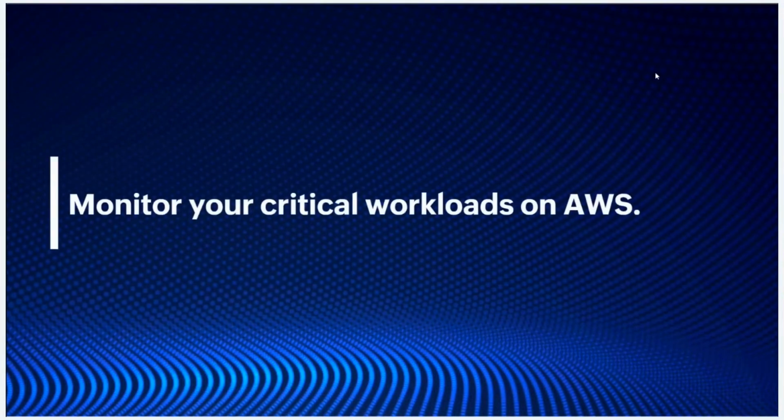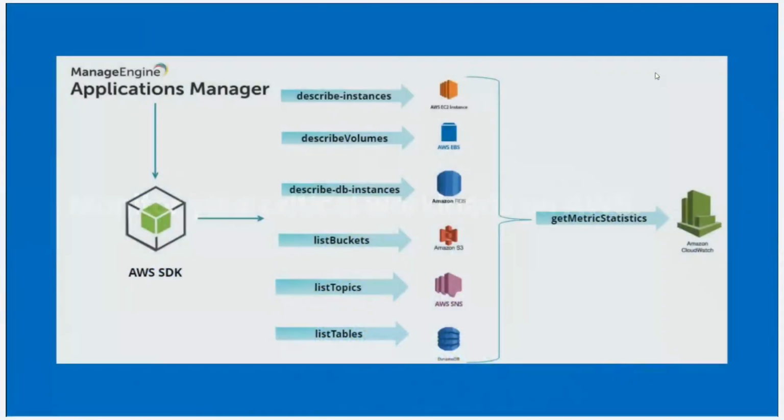So first off, we'll be looking at how you can monitor your critical workloads on AWS. Applications Manager collects the metrics for the Amazon Cloud Services through the Amazon CloudWatch. It makes use of the appropriate APIs for different services to collect the data, which is then aggregated and compiled using AWS SDK.